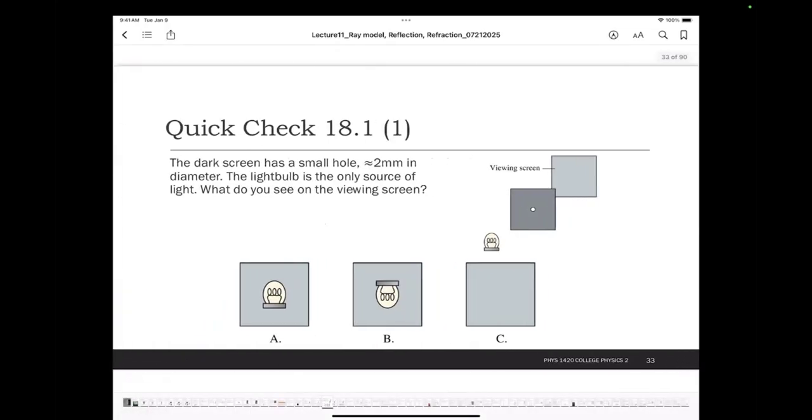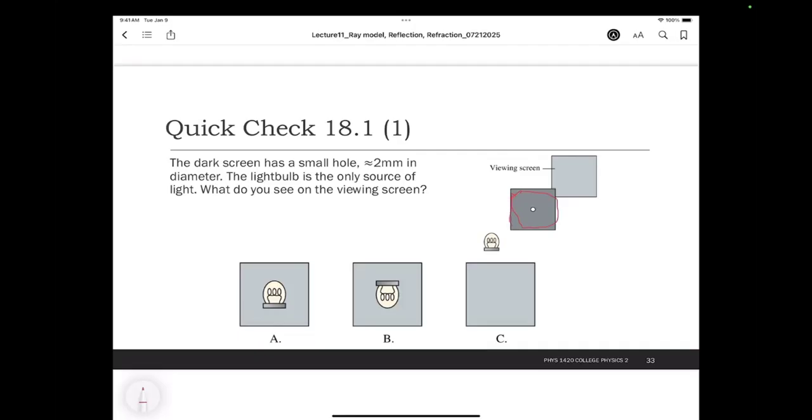Okay, let's talk about this question. Actually, we talked about this question at the beginning of the class. The dark screen has a small hole, around 2 millimeters in diameter, and the light bulb is the only source of light. What do you see on the view screen?